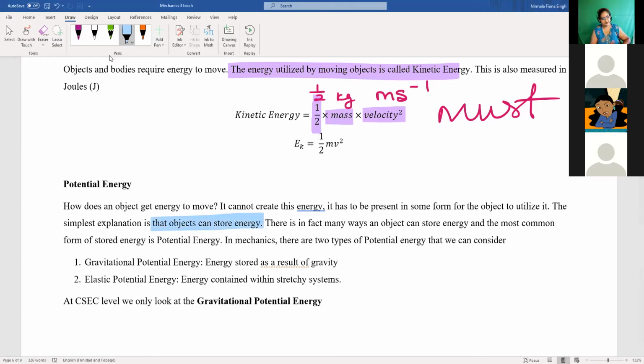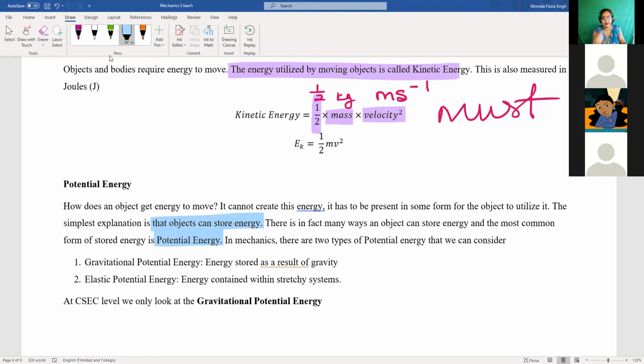There are, in fact, many ways an object can store energy, and the most common form of stored energy is potential energy. Folks, the English here is going to tell us that that is what it does. When somebody tells you, we talk about plain, simple English, and I want somebody else to answer. When I say you have potential, what do we talk about? What are we referring to?